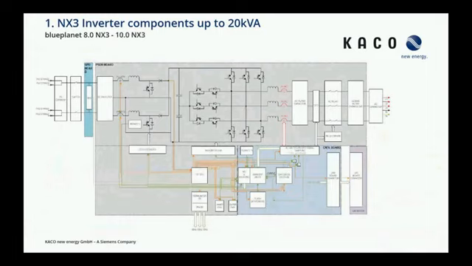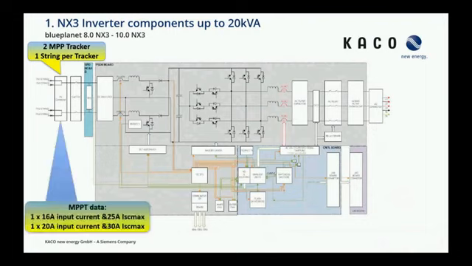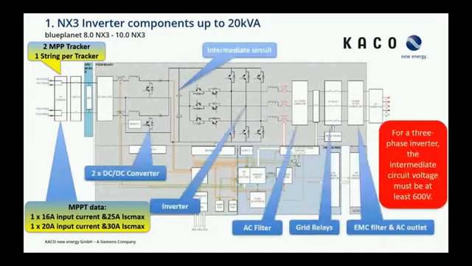As I said before, here we can see the bigger inverters up to 10 kilowatts. This is almost the same. Just here, we have a few differences. We have, again, 2 MPP trackers and 1 string per tracker. But in the data, we can see 1 tracker is bigger. We have, again, one 16 ampere MPP tracker, but also a 20 ampere MPP tracker and 30 ampere ISC max. The rest is almost the same.